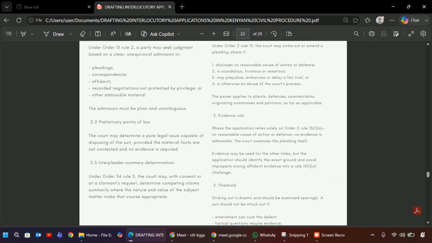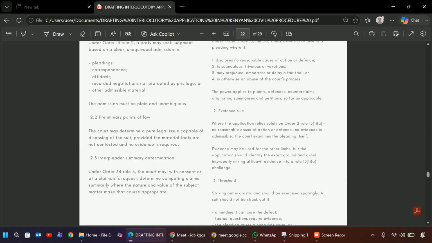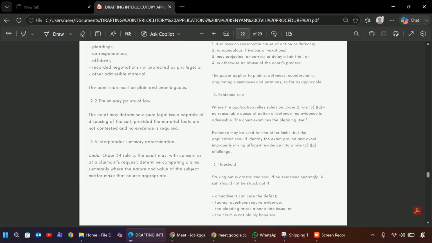So the evidence rule is that where the application relies solely on order 2 rule 15(1)(a), no reasonable cause of action or defense, no evidence is admissible, and the court examines the pleading itself. So evidence may be used for the other limbs, but the application should identify the exact ground and avoid improperly mixing affidavit evidence into a rule 15(1)(a) challenge.